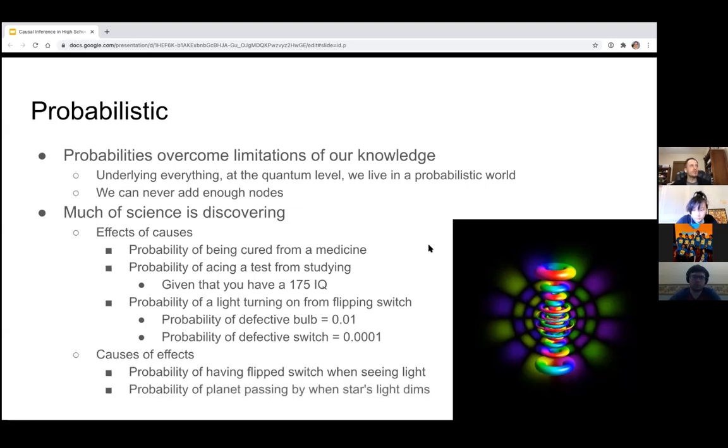This is a more interesting question maybe for those of you who are into astronomy. When we see that a star's light dims as we're pointing our telescopes to it, what is the probability that that was due to a planet passing by it? And that's one way, I think the main way, that we understand how other solar systems work far away.